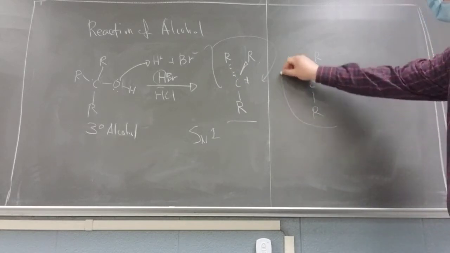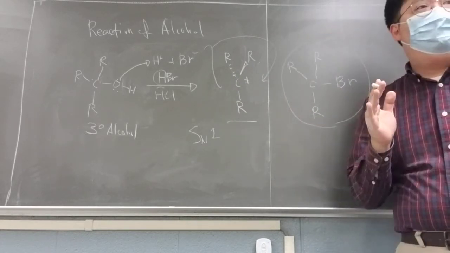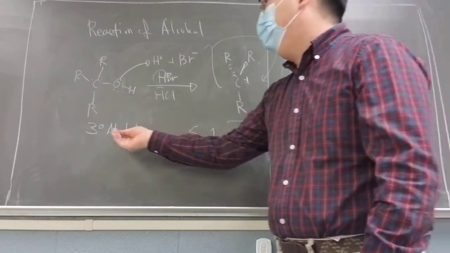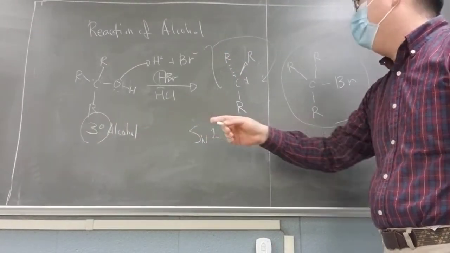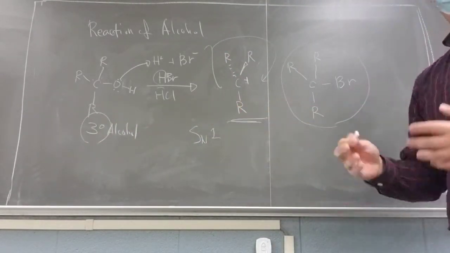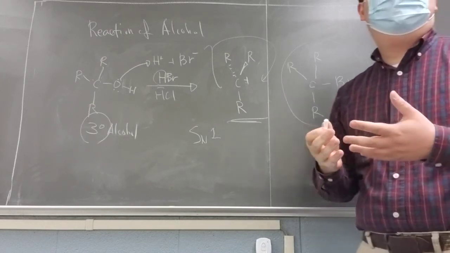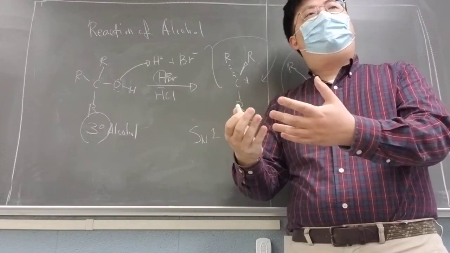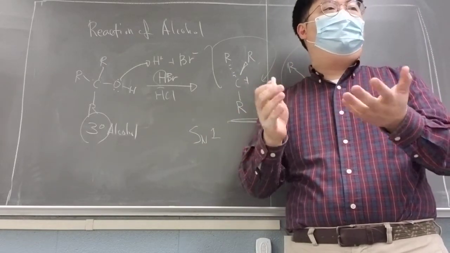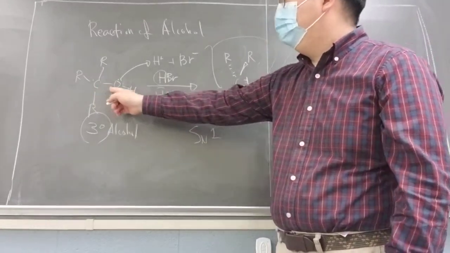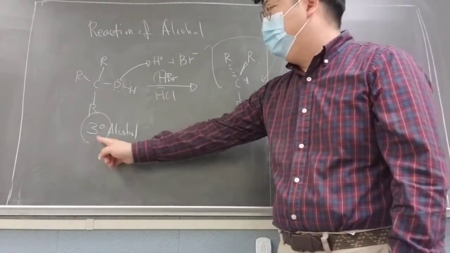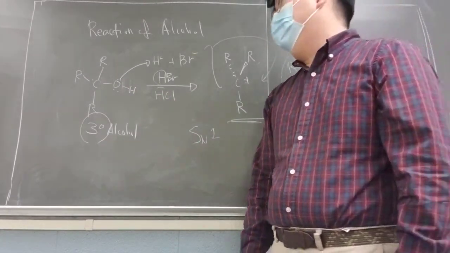Just doing this. Obviously this is much easier with the tertiary, because it guarantees your carbocation will be much more stable that way. So this is a good way of making an alkyl halide from a tertiary, highly substituted carbon with a hydroxy group, a tertiary alcohol.